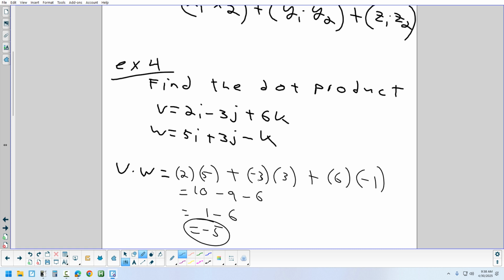Wait, what was the question? So what did we use the dot product to do yesterday? Connor, what did we use the dot product to do yesterday? We had to do this in every question in the homework.